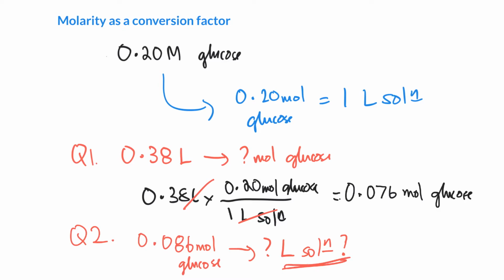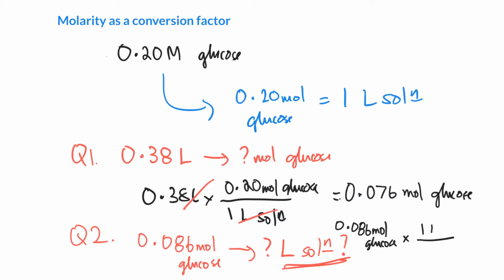And we can do this using conversion factors again. So we start by taking what we want to convert. So that is the 0.086 moles. And those are moles of glucose, so there we go. And we want to set this up as a conversion factor. So we want the moles of glucose to cancel out, and we want liters to appear. So we have to take the moles of glucose to the bottom, and we have to take the liters of solution to the top.